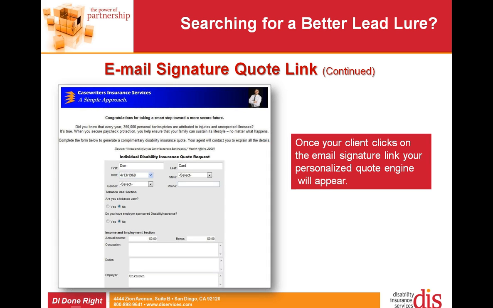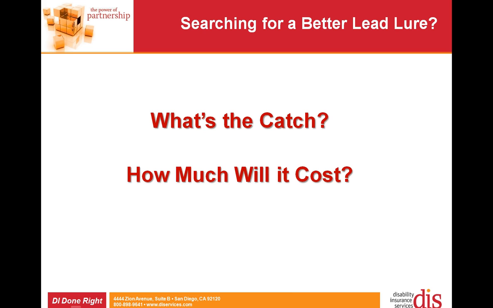For example, this one says, congratulations for taking a smart step towards a more secure future. Did you know that every year 350,000 personal bankruptcies are attributed to injuries and unexpected illnesses? It's true. When you secure paycheck protection, you help ensure that your family can sustain its lifestyle no matter what happens. Complete the form below to generate a complimentary disability insurance quote. Your agent will contact you to explain the details. And again, they go through the steps, A, B, C.